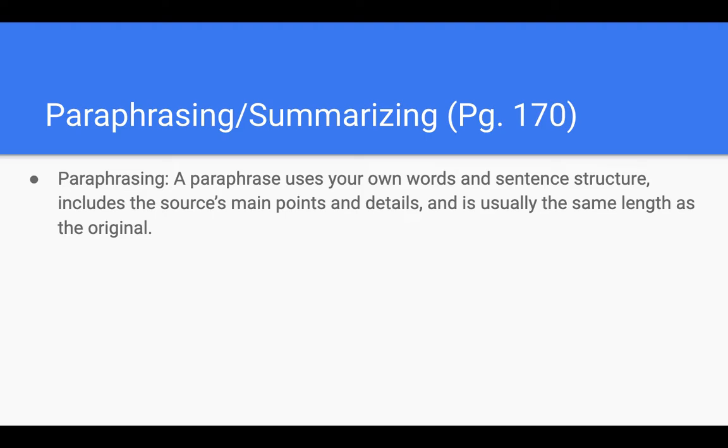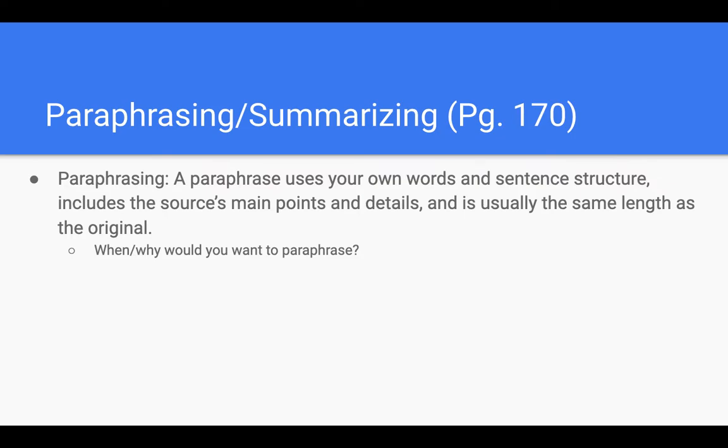So when you're paraphrasing, you're using your own words, your own sentence structure, but you're just retelling the source's main points and details in your own words. So it's usually the same length as the original. That's the difference between summarizing and paraphrasing. You would summarize a book as a whole, but you might paraphrase a sentence, right? But you're just putting it in your own words.